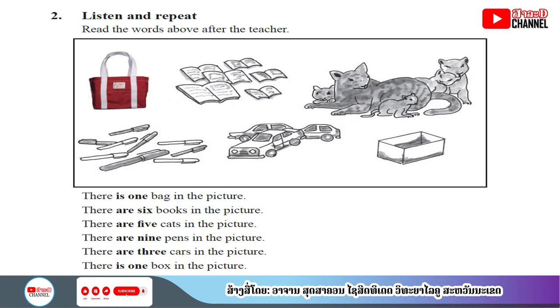Look at the picture. Listen and repeat the sentences after the teacher. There is one bag in the picture. There are 6 books in the picture. There are 5 cats in the picture. There are 9 pens in the picture. There are 3 cars in the picture. There is 1 box in the picture.